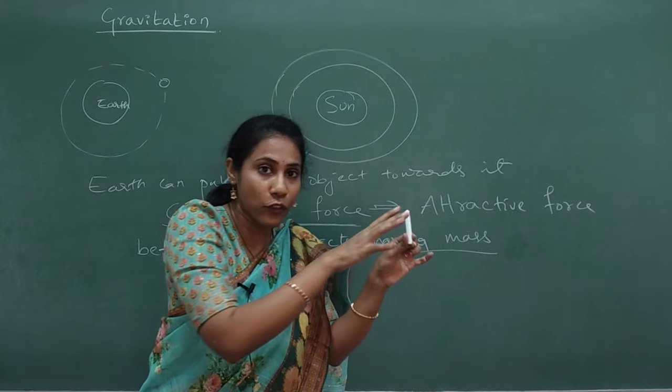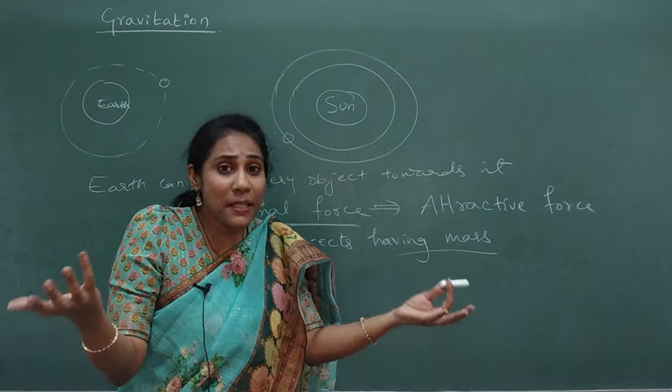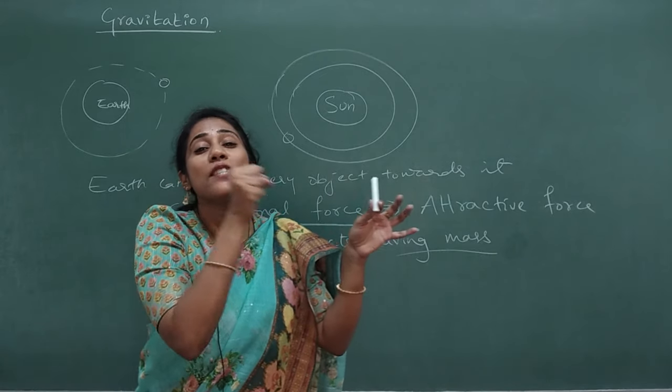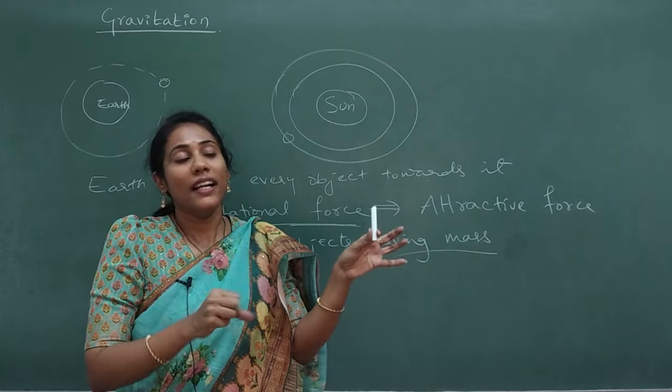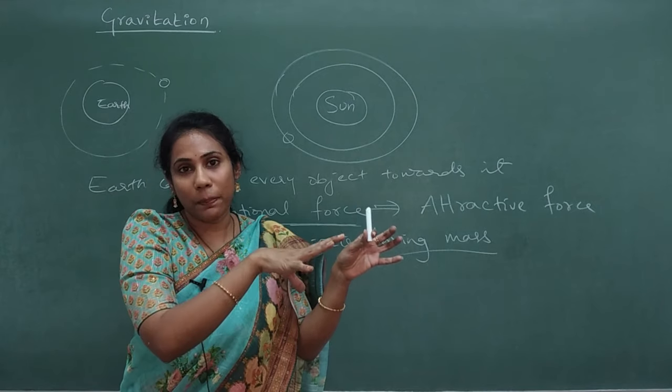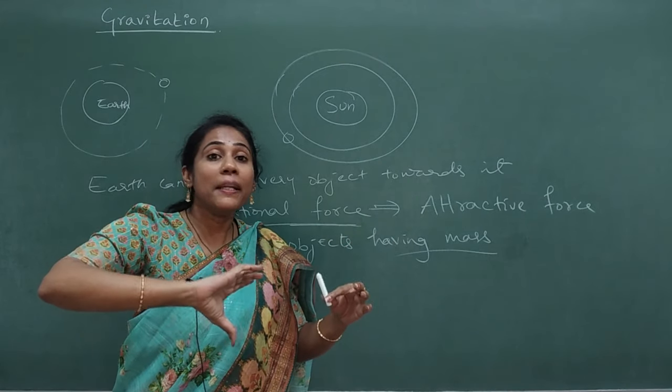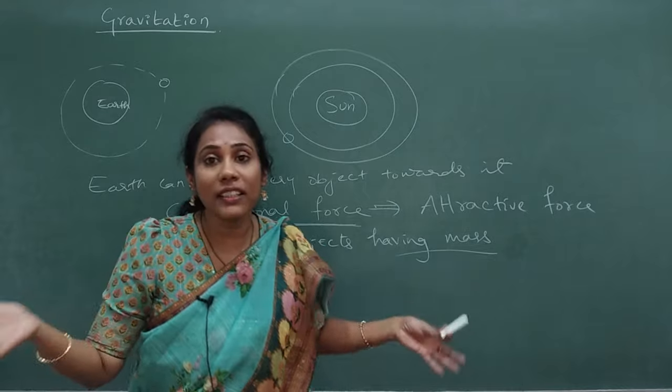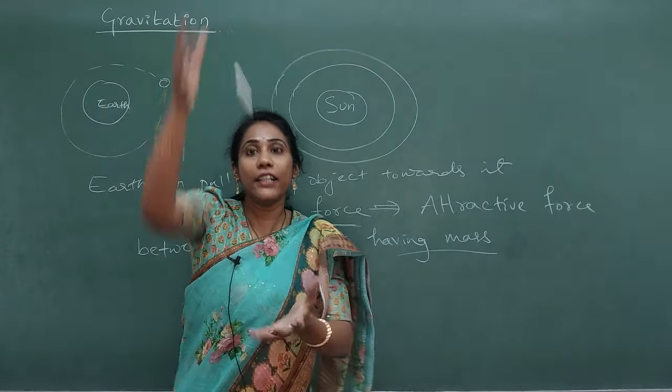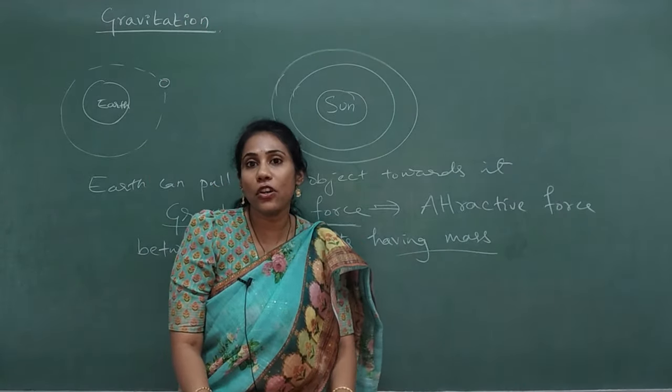It can pull me towards it, but that is not visible practically because the force between me and the chalk piece is very, very weak. The force applied by the earth is too strong. That is why you can see that when I drop this chalk piece, it falls onto the earth.